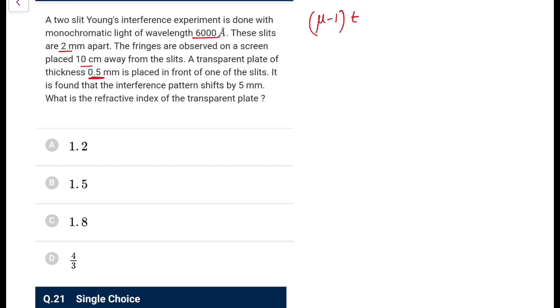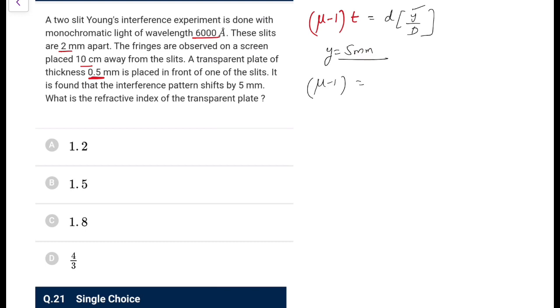So this is the additional path difference, and this path difference makes the fringes shift by some amount. So we can say (mu minus 1) t is equal to the shift, which is d sin theta, that is d y by D. So this y is given as 5 mm. Now what we need is mu or n.